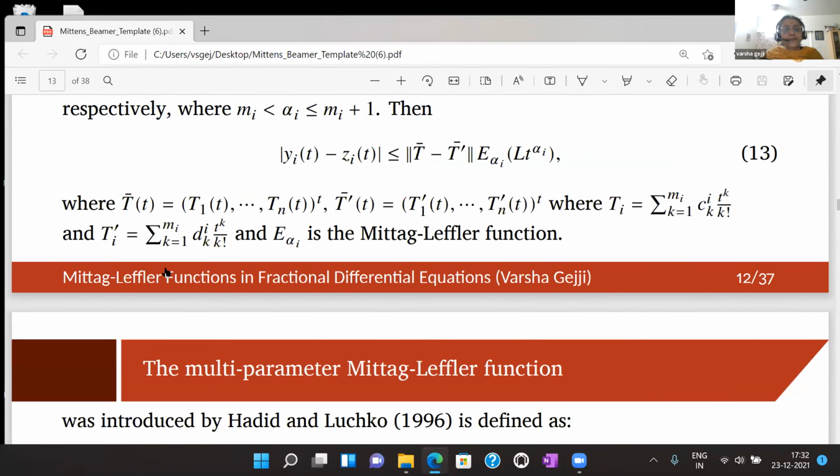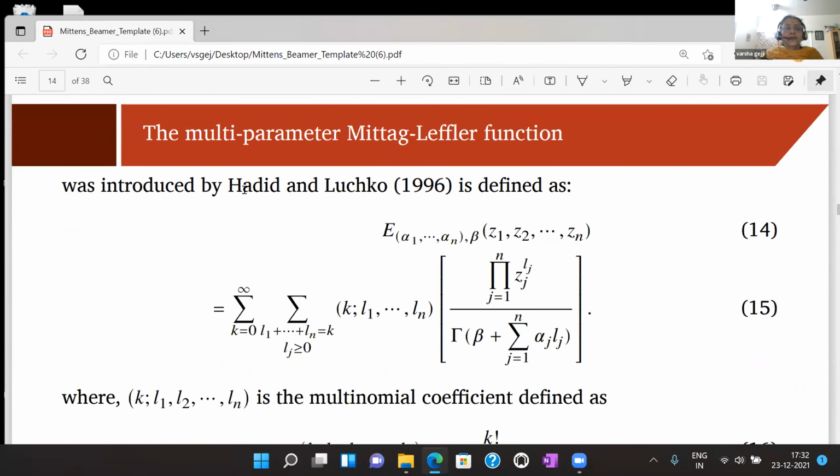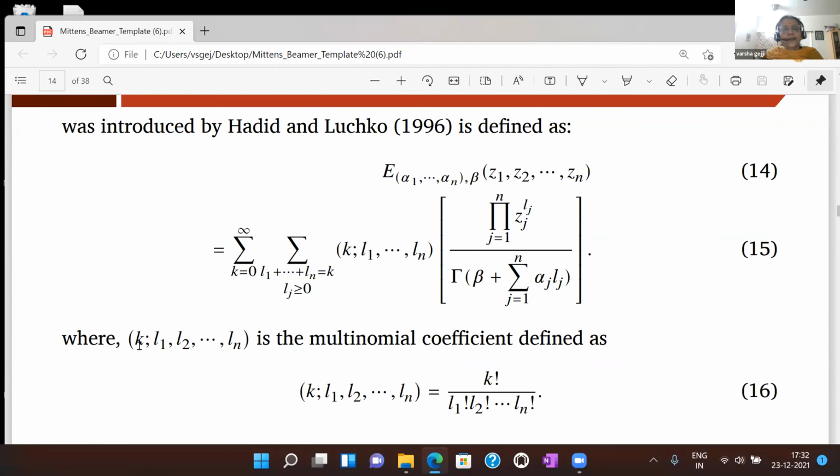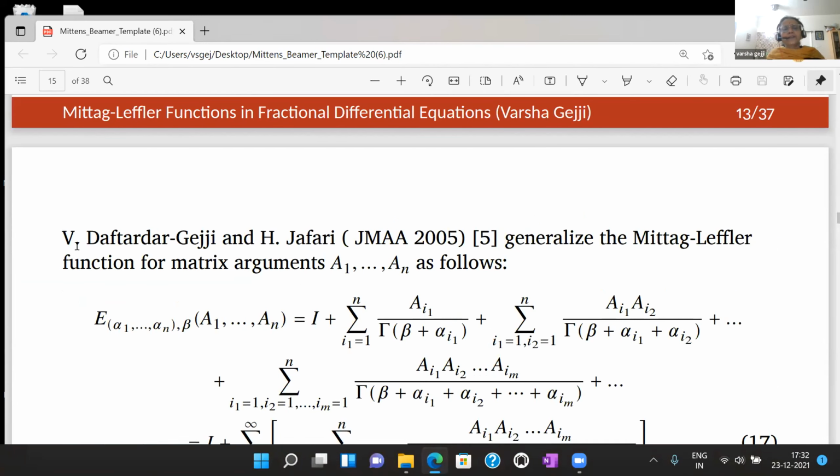Another thing is the multi-parameter Mittag-Leffler function. The multi-parameter Mittag-Leffler function for real arguments was introduced by Hadid and Luchko in 1996, where this is a known, popular extension. Now we generalize this, and in our paper in JMAA in 2005, we generalized it to matrix arguments.